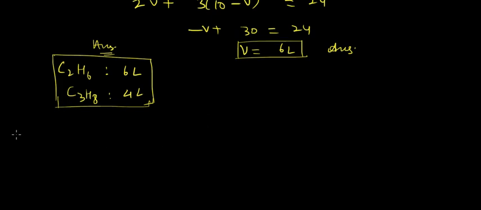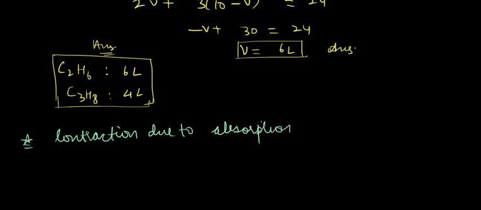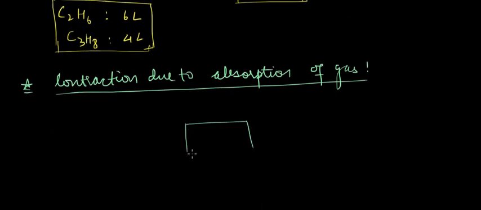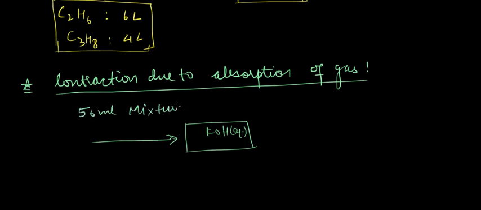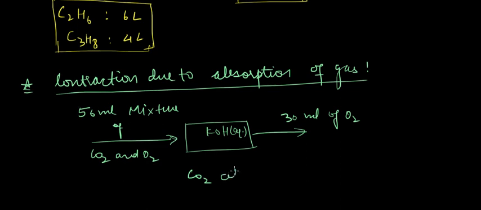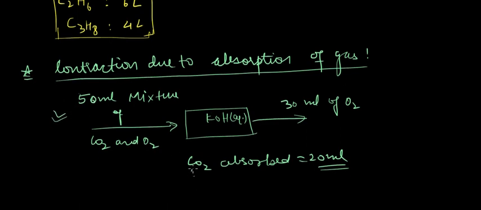Now let's discuss contraction due to absorption of gas. Okay, so let's say we have KOH aqueous solution. So if we pass 50 ml mixture of CO2 and O2 gas, what we get is only 30 ml of O2. So CO2 absorbed would be 20 ml, and hence we get to know that in the initial mixture 20 ml of CO2 was present.